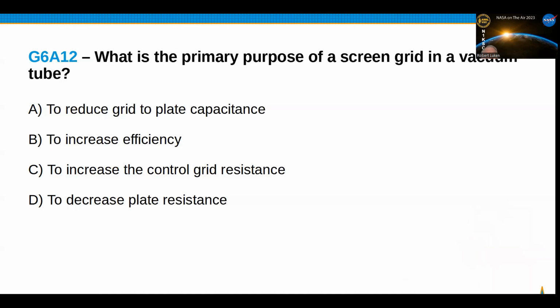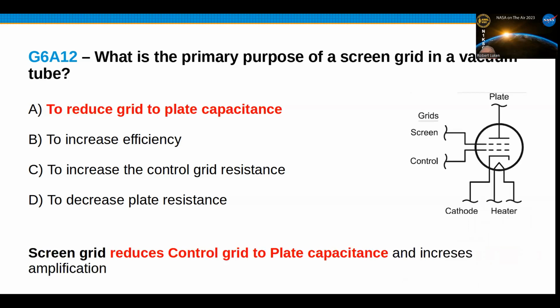What's the primary purpose of a screen grid in a vacuum tube? Reduce the grid plate capacitance. And how does that work? Because you've got another plate in there, in series. It's going to have capacitance, but now we've got two capacitors in series. It's less.